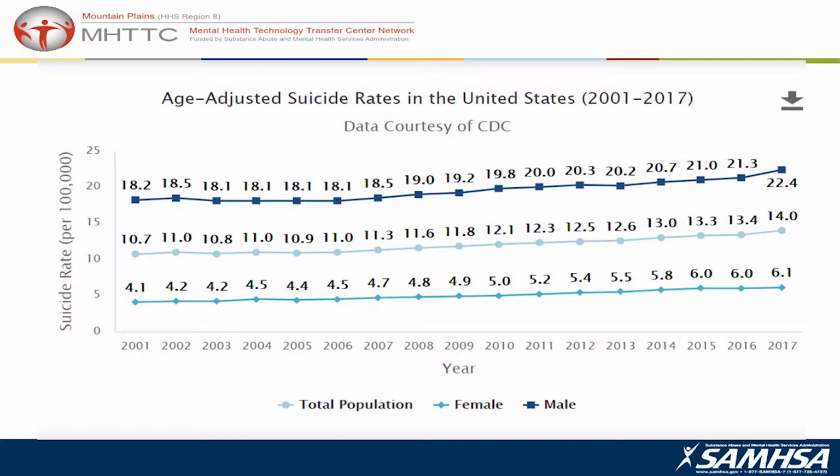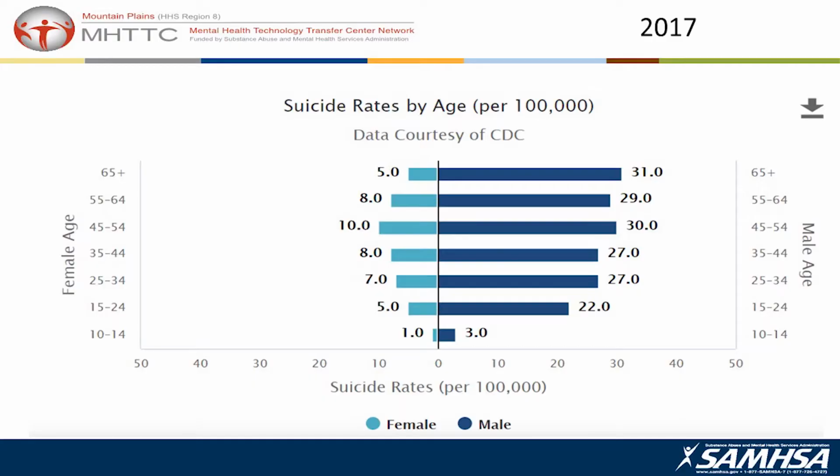There's the female and male population. We know that for males, the suicide rate is higher. Suicide attempts are higher with women. Males tend to use more lethal means in general, so there's less survivability. Suicide rates per age: if you look at 10 to 14, 1 per 1,000 for girls, 3 per 1,000 for boys, and then farther up.